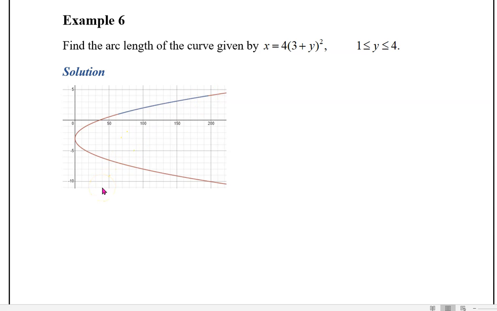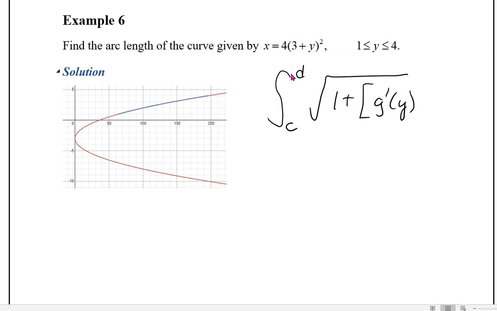Remember what our formula is going to be. Since we're going with respect to y now, we'll go between c and d of the radical of 1 plus the function g prime of y, quantity squared, with the differential of dy. Go ahead and pause the video, work out the algebra and the calculus, then turn the video back on to compare your answer to mine.